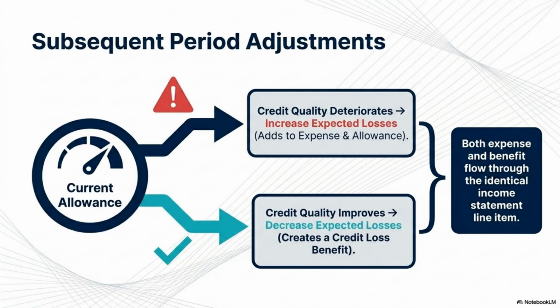After initial recognition, every subsequent reporting period you reassess the allowance. If credit quality deteriorates or the portfolio has grown, the current allowance is too low. You record an additional debit to credit loss expense and a credit to the allowance for credit losses to increase it. If credit quality improves or the portfolio has shrunk, the allowance is too large. You reverse the excess with a debit to the allowance and a credit to credit loss expense, which is now a benefit.